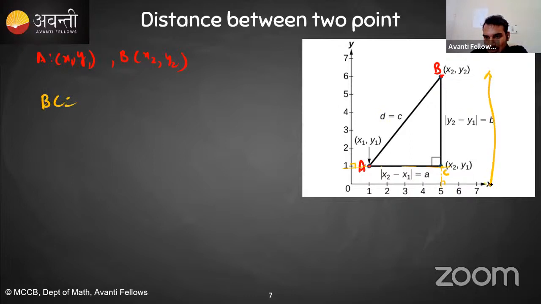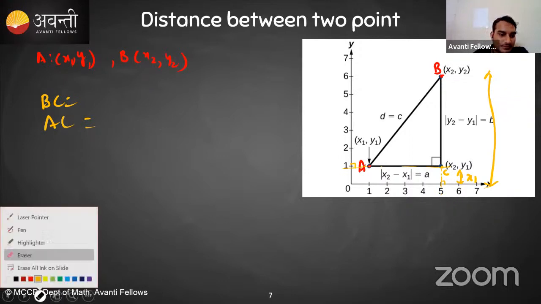This distance, let's call this x1. This distance is x2. So what is your BC? BC is nothing but x2 minus x1. Similarly, what is your AC? Sorry, my bad, 1 second. This is not x2, this is y2 and y1, right?